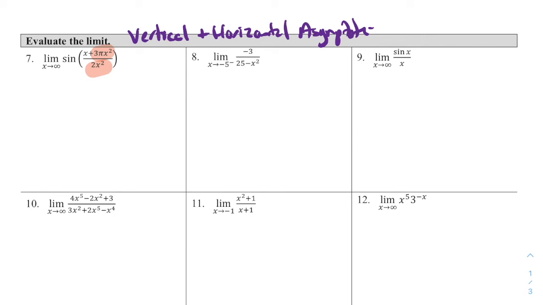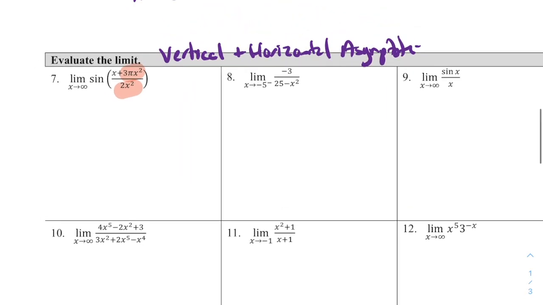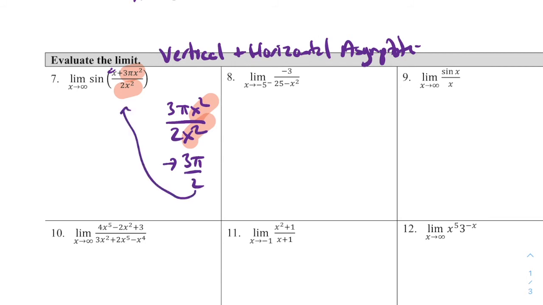Right, that 3πx² numerator is going to grow so much faster than that x that I'm not actually even really worried about this x at all. And so if we think about that 3πx² being divided by 2x², those x squareds essentially are going to cancel each other out. And this is going to be going towards 3π over 2. But that 3π over 2 is inside of the sine. So we then have a sine of 3π over 2 if we think about that limit. And so sine of 3π over 2 is going to be equal to negative 1.